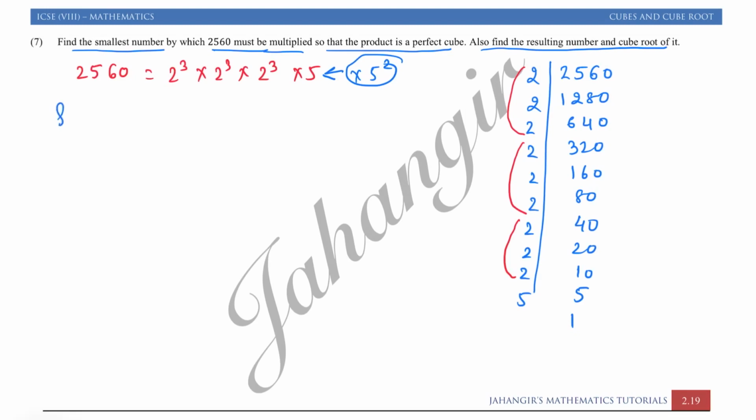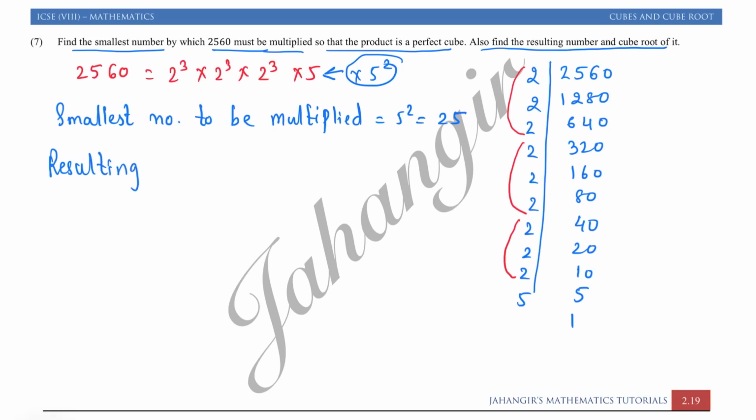So what I will write: smallest number to be multiplied is 5 square, that is 25. The resulting number: 2560 into 25, that is, multiply, you will get 64,000.